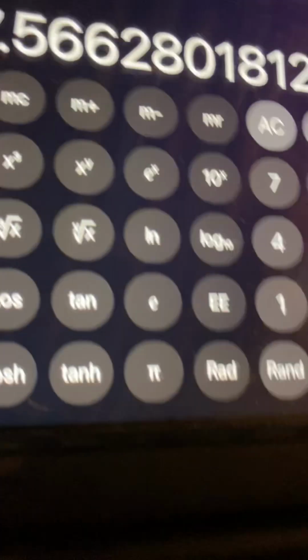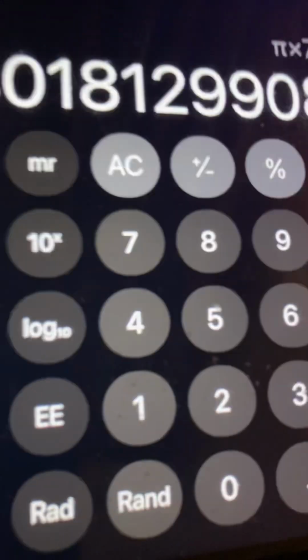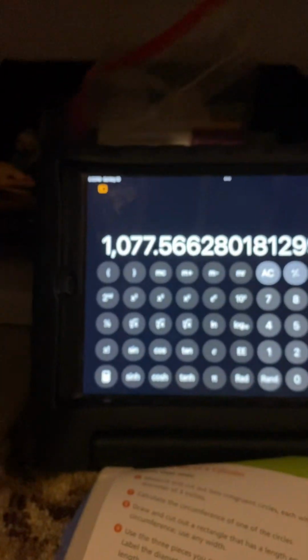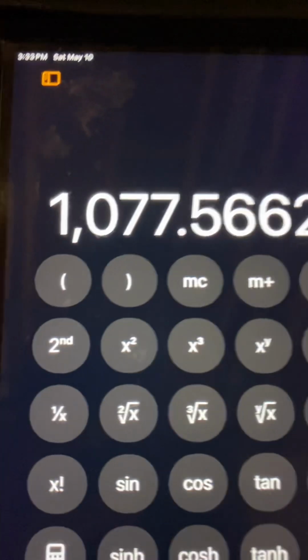Remember, 21 divided by 3 is 7. So that's how we got the 7. Because 21 divided by 3 is 7. And 21 is the height of the cone. So that is how you find the volume of a cone.